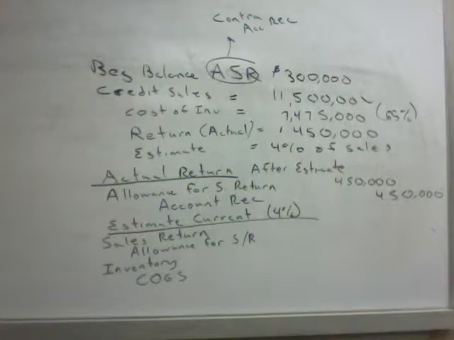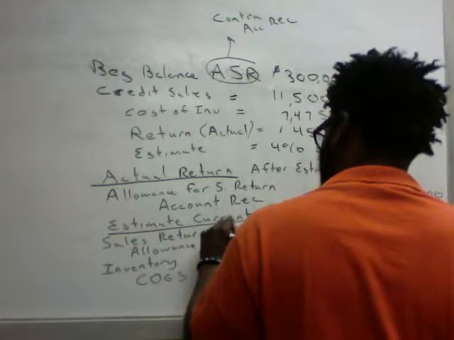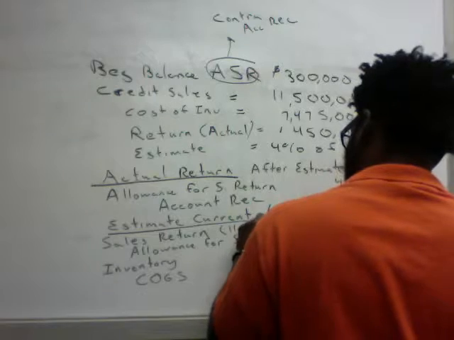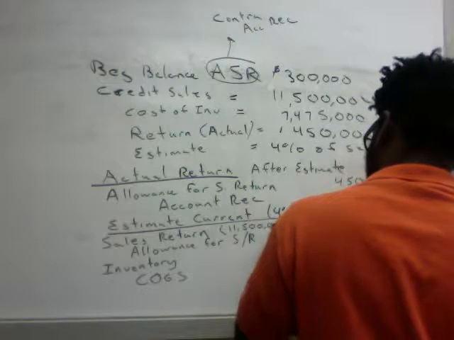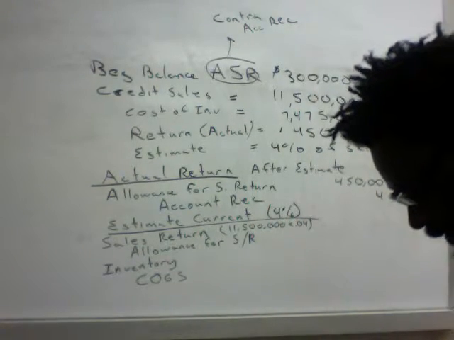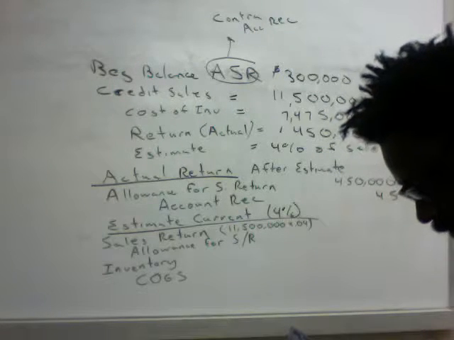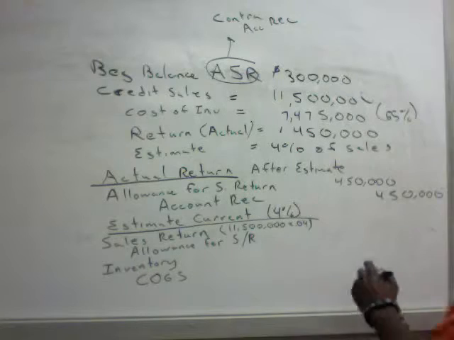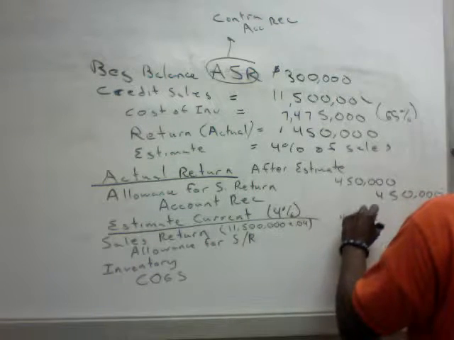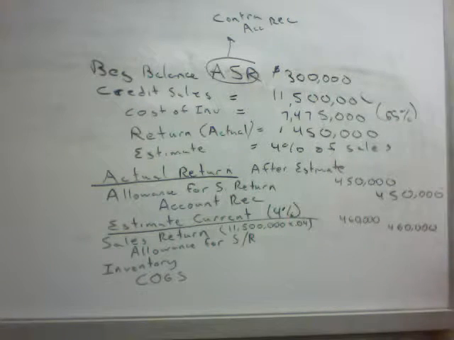So how are we going to calculate the amount estimated to be returned? We said the estimate was 4% of sales. How much sales did we have this year? 11,500,000. So we take 11,500,000 and multiply that times 0.04, 4%, right? 11,500,000 times 0.04 gives us 460,000. So 460,000 is going to be our journal entry for the first part.